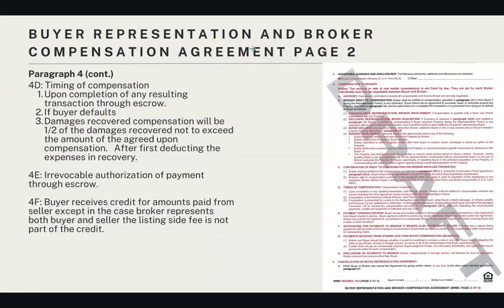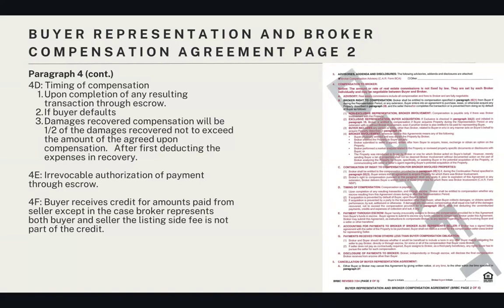Okay, paragraph 4 continued. 4D, timing of compensation. So when would someone be paid? Okay, so the first option is upon completion of any resulting transaction through escrow. So the broker would be paid as normal. There's also a provision in the agreement that if the buyer defaults on a transaction, technically commissions could be owed. The third element is that for damages recovered, compensation will be 1/2 of the damages recovered, not to exceed the amount of the agreed upon compensation.